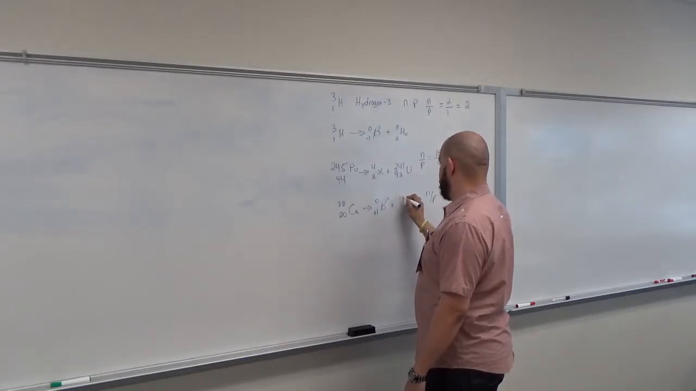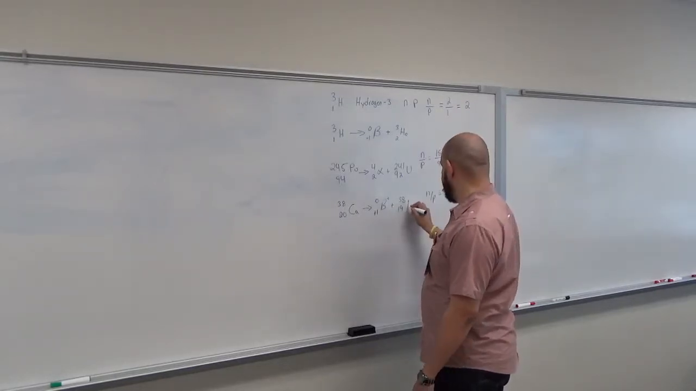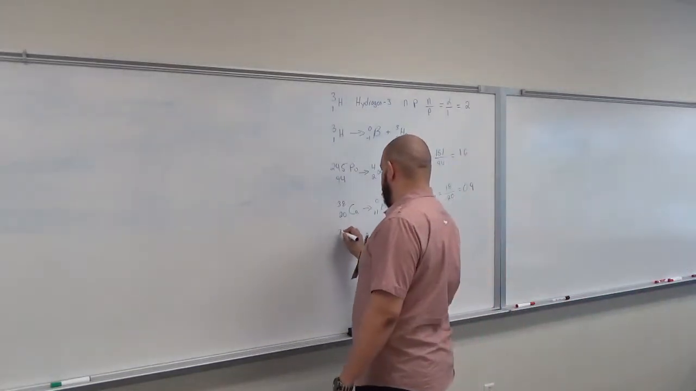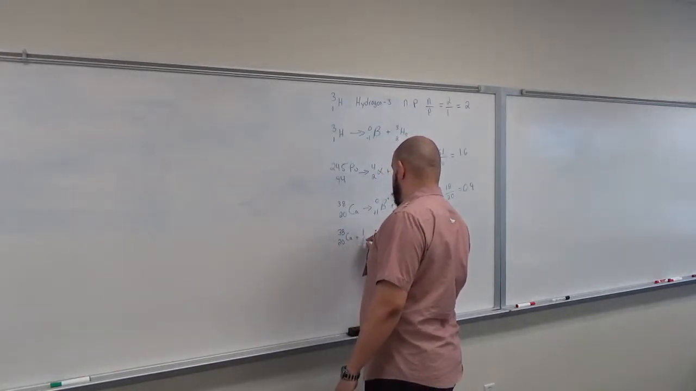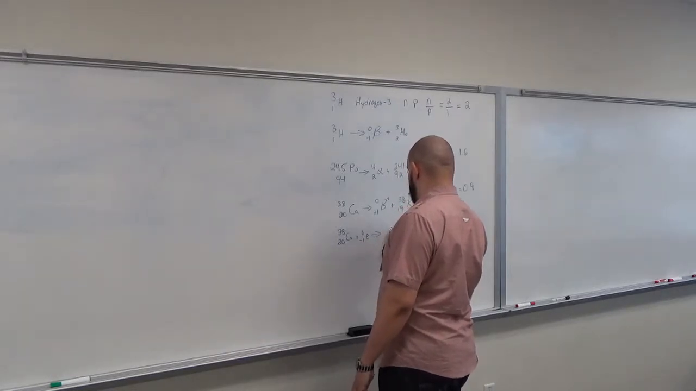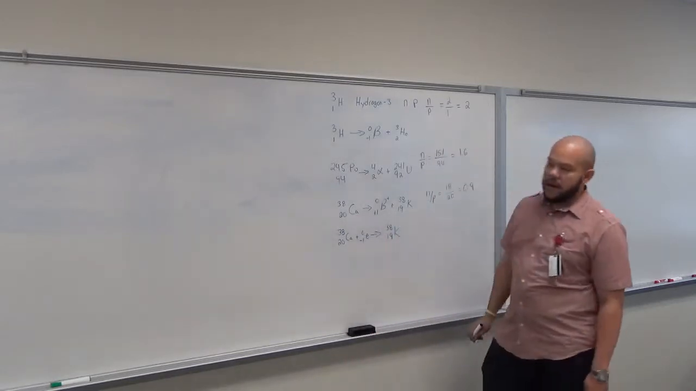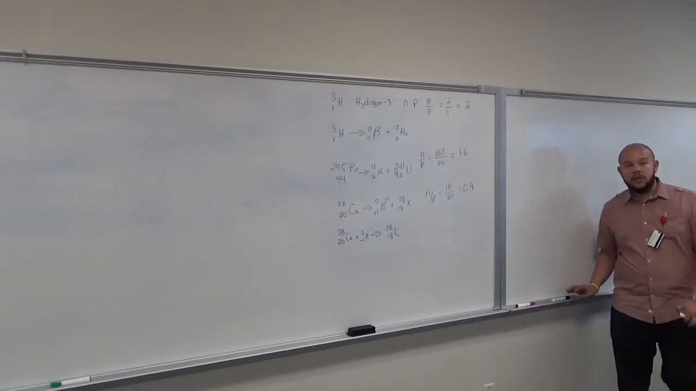plus 38 over 19, potassium, and electron capture is 0 over negative 1, which gives us 38 over 19. Same product, but maybe a different route of nuclear radiation.